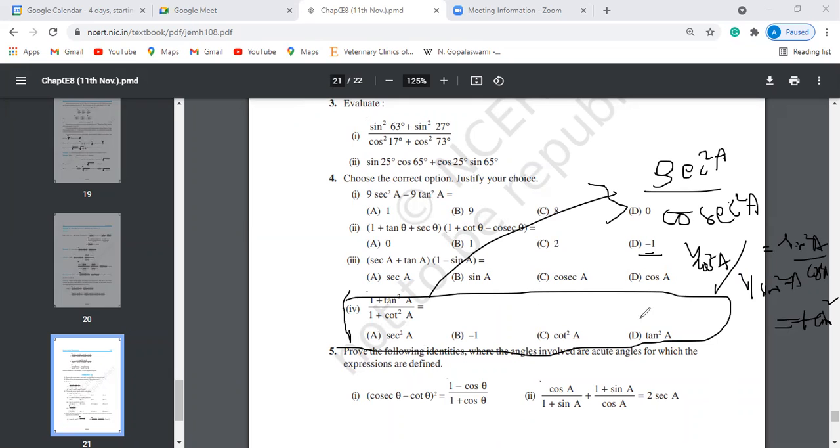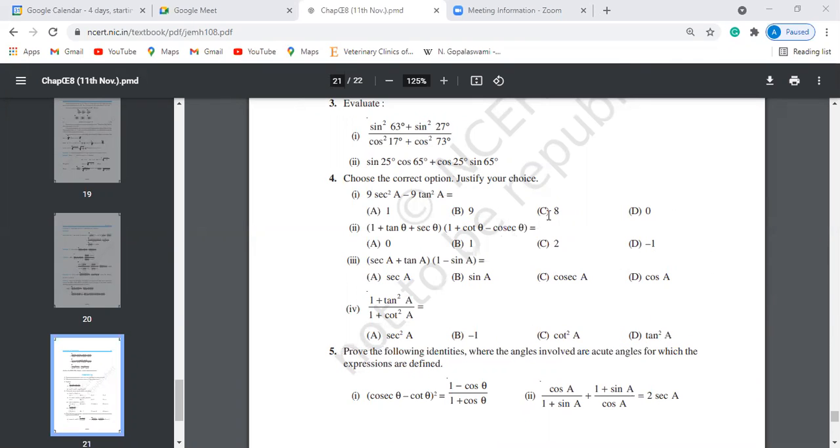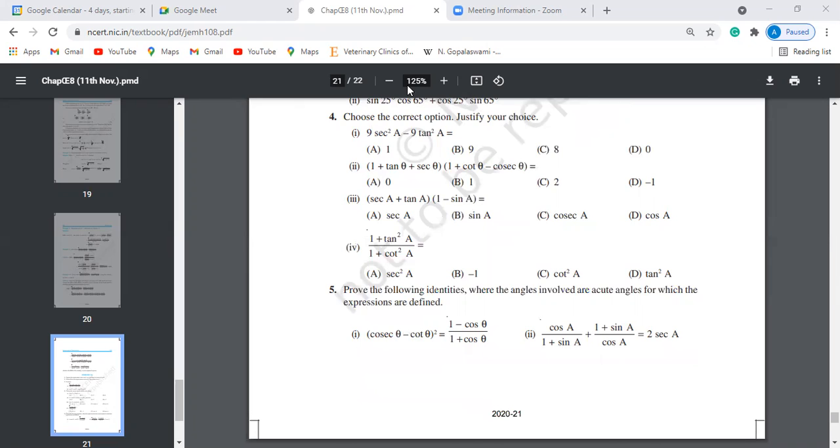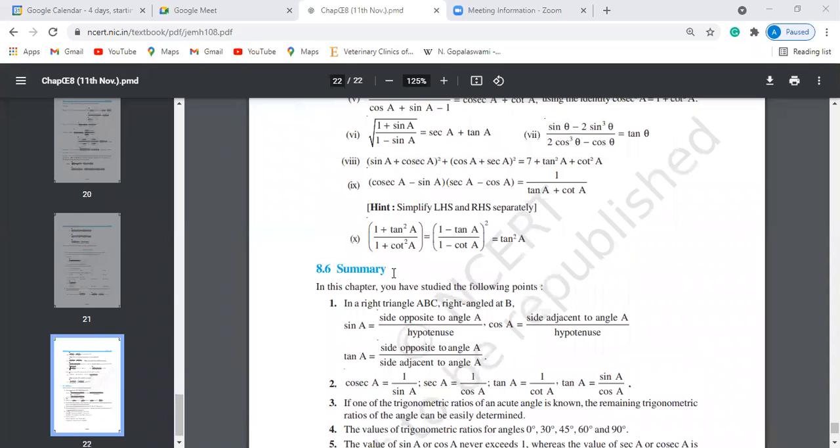So this is the right answer, option D. Okay, fine. Okay, great. Now let's solve this problem. See, now you still have many problems here.